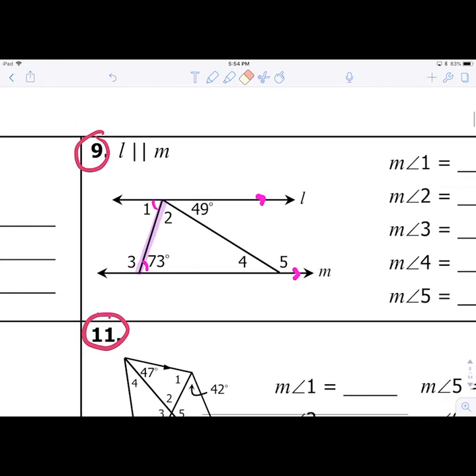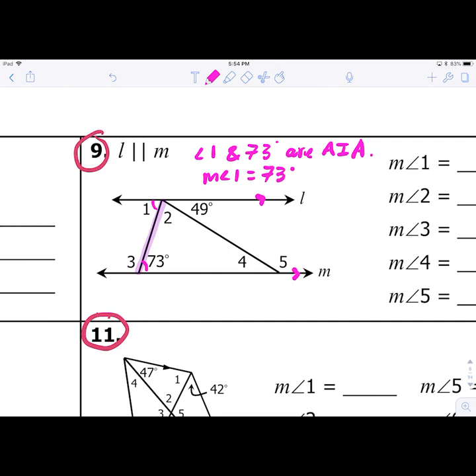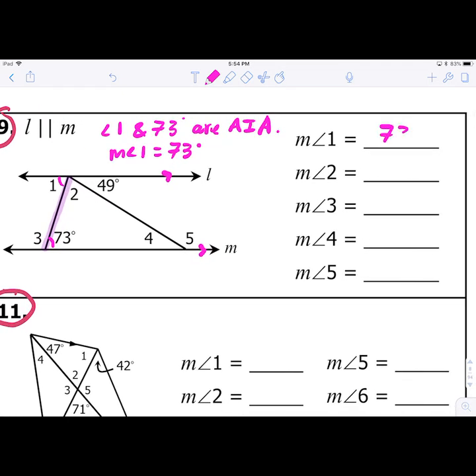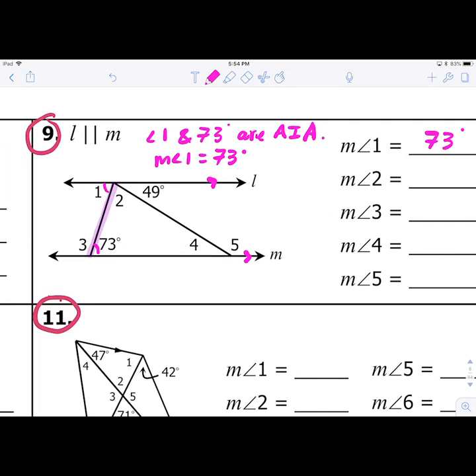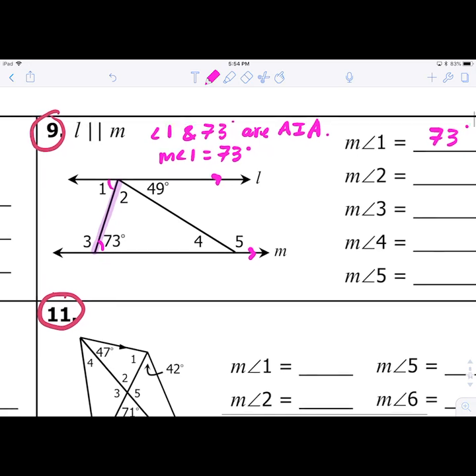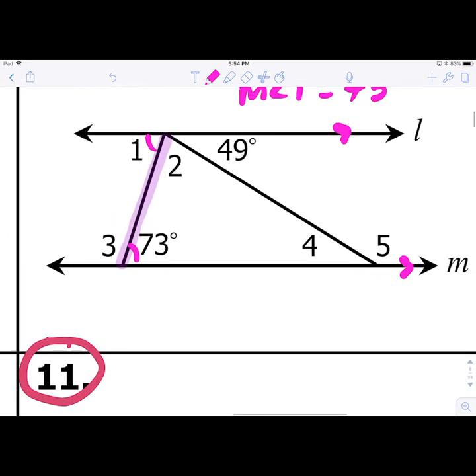So angle 1 and the 73 degrees are alternate interior angles, right? And what do we know about alternate interior angles that are between parallel lines? We know that they are congruent. So the measure of angle 1 will equal 73 degrees. That's how we get that. Okay. Now that might not be the easiest one to start off with. In all honesty, probably angle 3 is the easiest one to start off with because we know that forms a linear pair with the 73 degrees. Since we know they form a linear pair, we know that they're going to add up to 180.